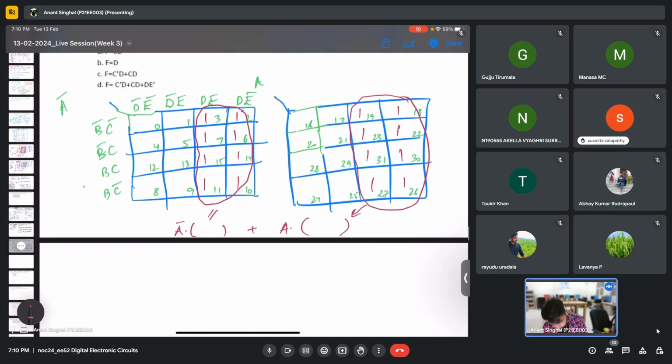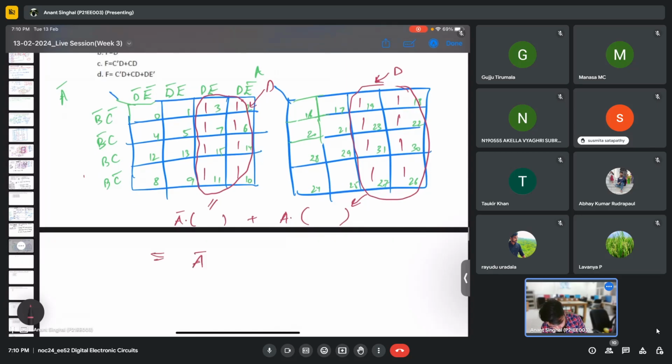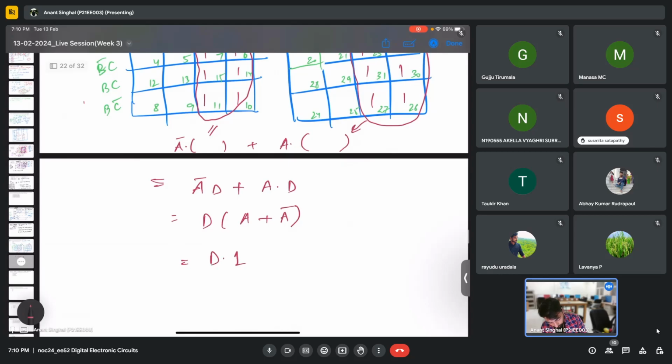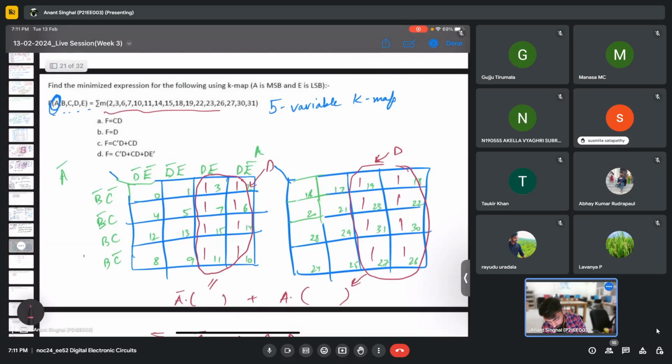So I'm just solving the same. This particular thing is D, and this particular thing will again be D. So we have A complement times D plus A times D. I can take the D common. A plus A complement will be 1, and finally we have D. So this whole K-map is getting reduced to D.